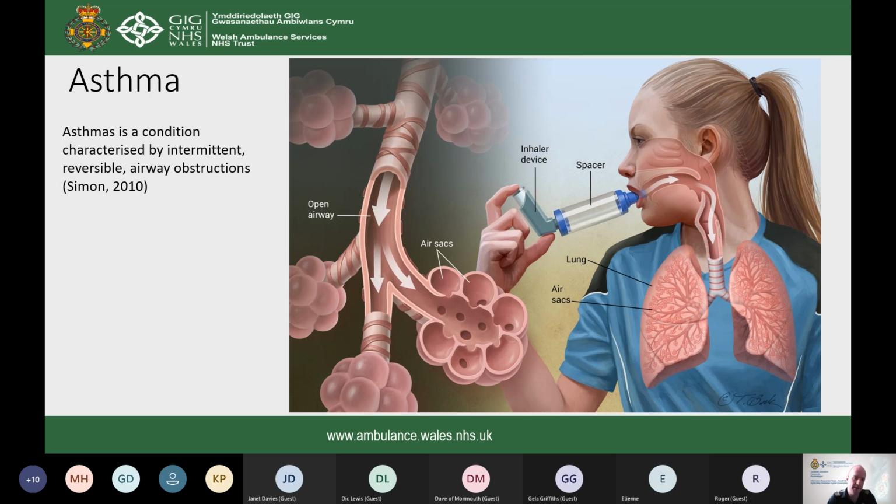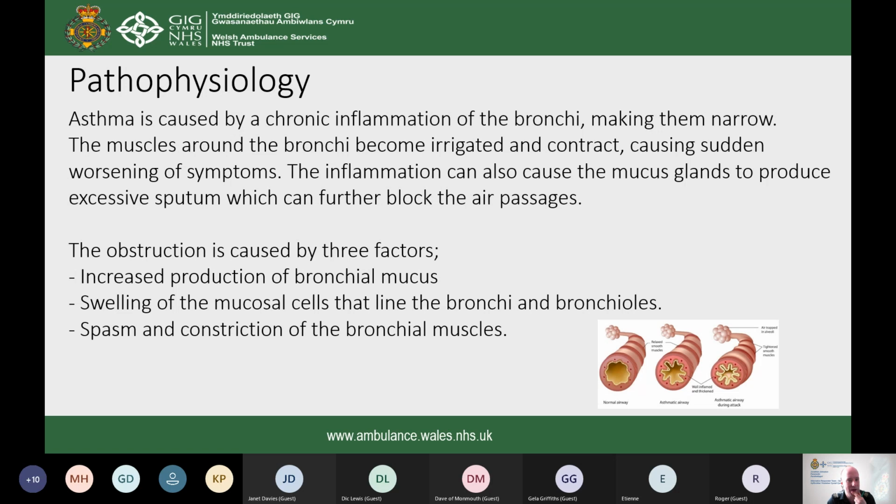Bronchoconstriction. Excellent. So asthma is a condition that is intermittent, it's reversible airway obstruction. So COPD is chronic all the time, may get better now and again, but with asthma, it is intermittent and reversible. Cool. So what's going on then?